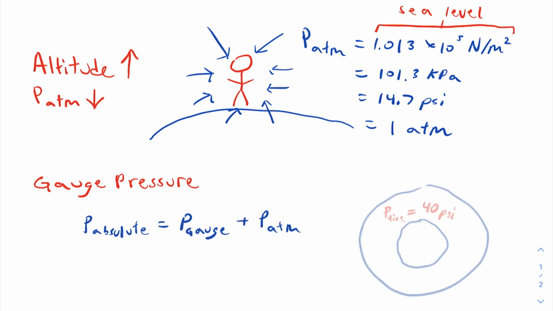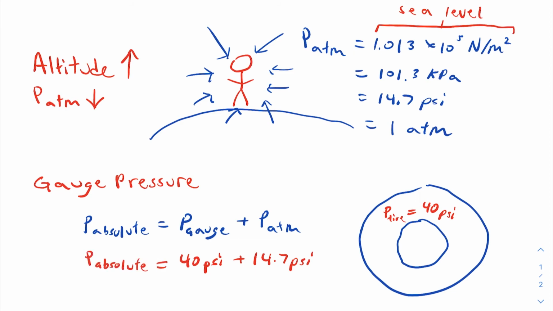For example, if you fill a tire to 40 psi, this actually represents the gauge pressure. This means that the pressure inside of the tire is 40 psi greater than the atmospheric pressure pushing on the outside of the tire. Since we know that atmospheric pressure at sea level is 14.7 psi, the absolute or the actual pressure inside the tire will be equal to the sum of these two quantities. This means that in this case, the absolute pressure inside the tire is equal to 54.7 psi.